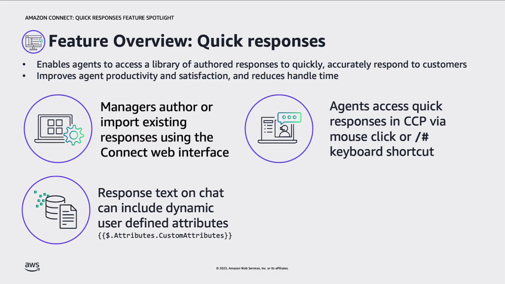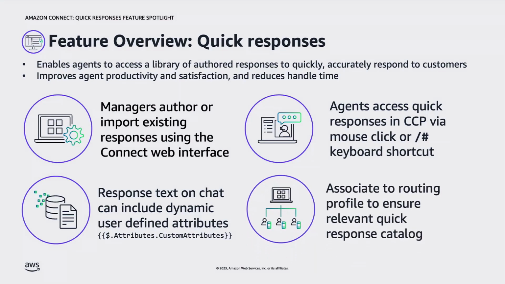In addition to the response text, managers can also configure user-defined attributes within the text, such as dynamic customer first names, account numbers, or any attributes that currently exist within the contact flow. I've added links in the description if you'd like to review the existing attributes and the specific brace syntax, which you can see on screen, which you'll need to reference them in quick responses. Finally, quick responses can be associated to routing profiles, so agents are presented with responses relevant to the contact that they are handling.